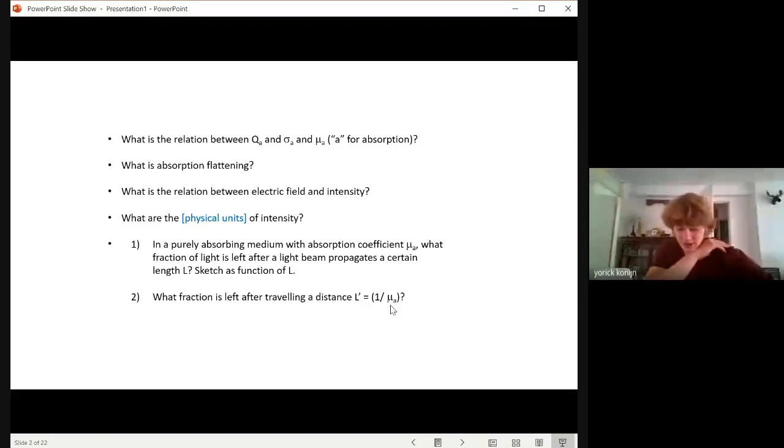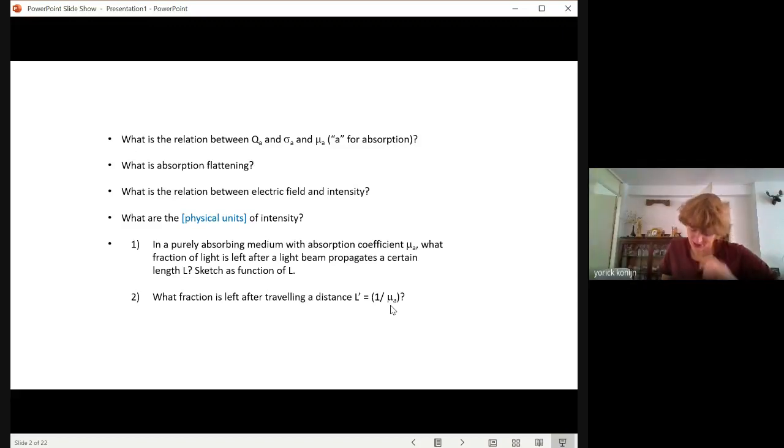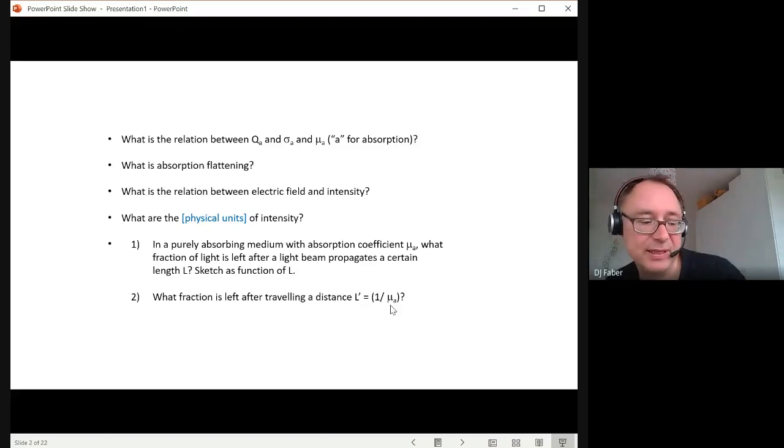Yeah, so that's the Lambert-Beers law, which was discussed in the previous lecture. And it states that the intensity as a function of length is the incident intensity times an exponential of minus the absorption coefficient times the length. So what you get for the intensity is a negative exponential, an exponentially decaying function, and we derived that.